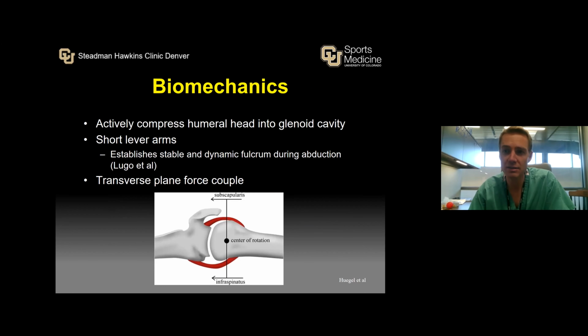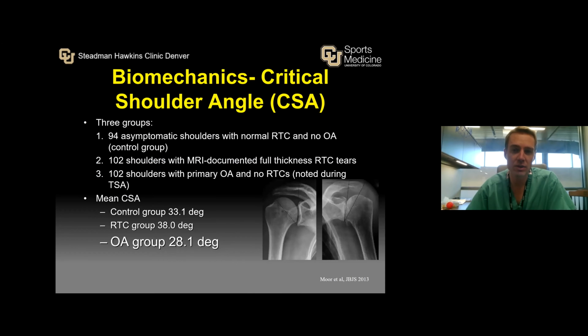The biomechanics, you think about the rotator cuff, and we talked about this a little bit earlier. It actively compresses the humeral head into the glenoid cavity. There are short lever arms. It's a pulley system, a very functional machine that we have for our shoulder. This establishes a stable and dynamic fulcrum, the golf ball and the golf tee. You can imagine if one of these lever arms was torn or weakened, the whole machine would be shaking and not doing very well.